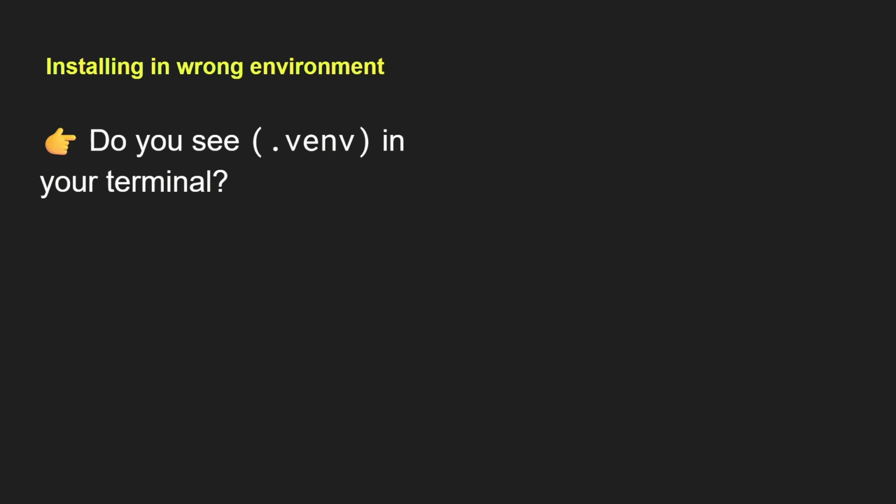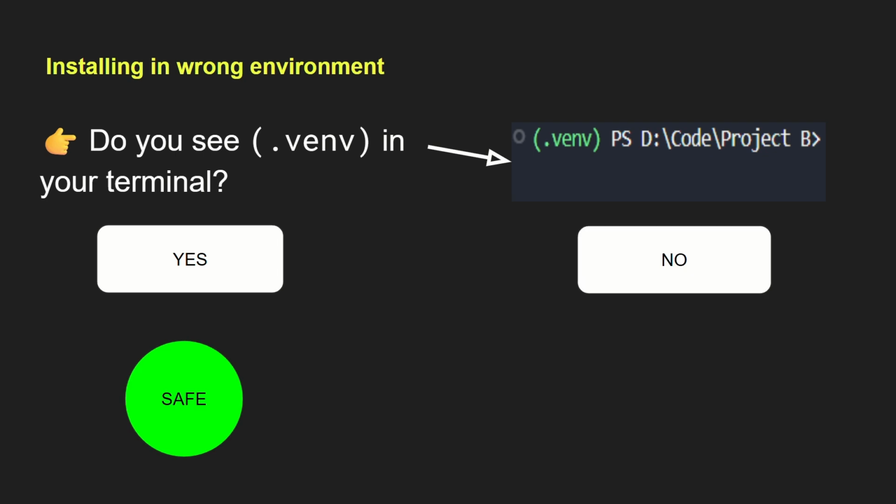Another common issue people face is installing in the wrong environment. Sometimes people open a terminal, forget to activate the environment, and install packages globally by mistake. So always check for .venv in the terminal. If yes, you are safe. If not, you are installing globally.